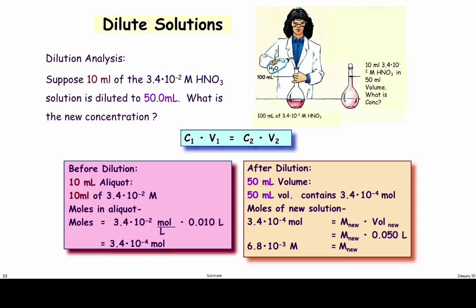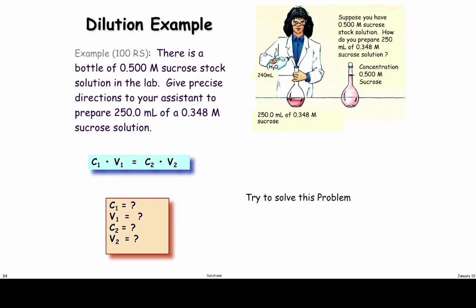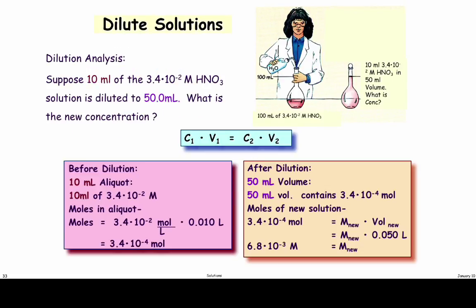and do the calculation. And in fact, that's what you see. What we have here is the following. We take 10 times 3.4 times 10 to the minus 2 molar and divide it by 50. And when we do that, we get a new concentration of 6.8 times 10 to the minus 3. Let me show you that.